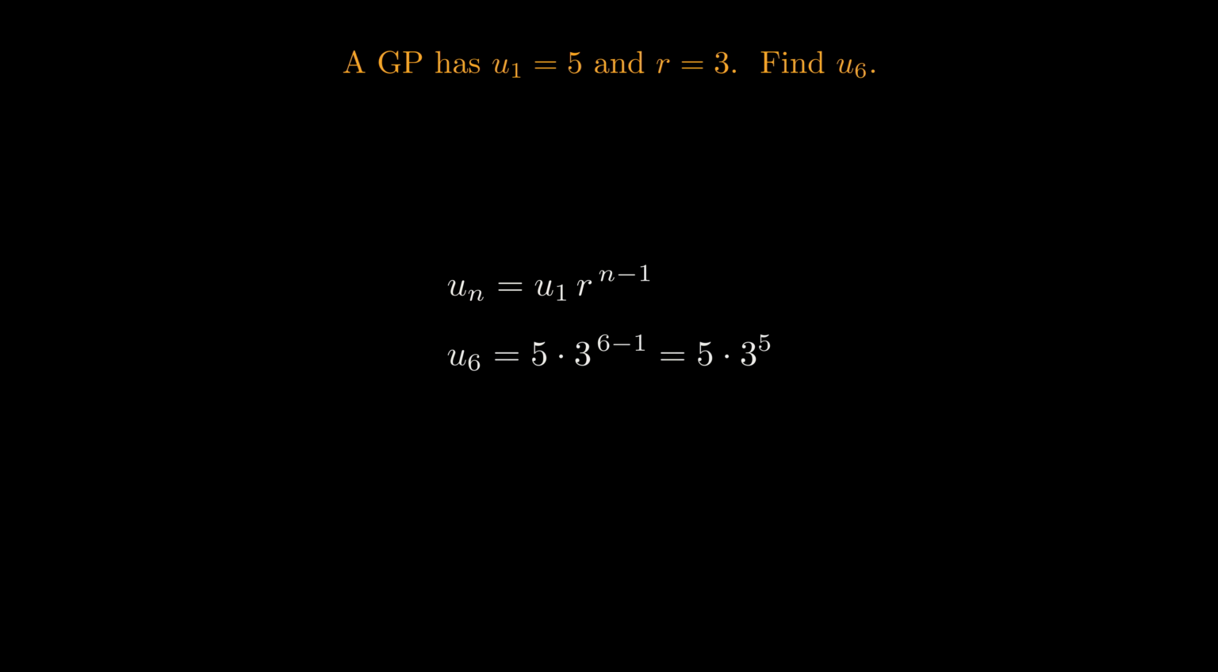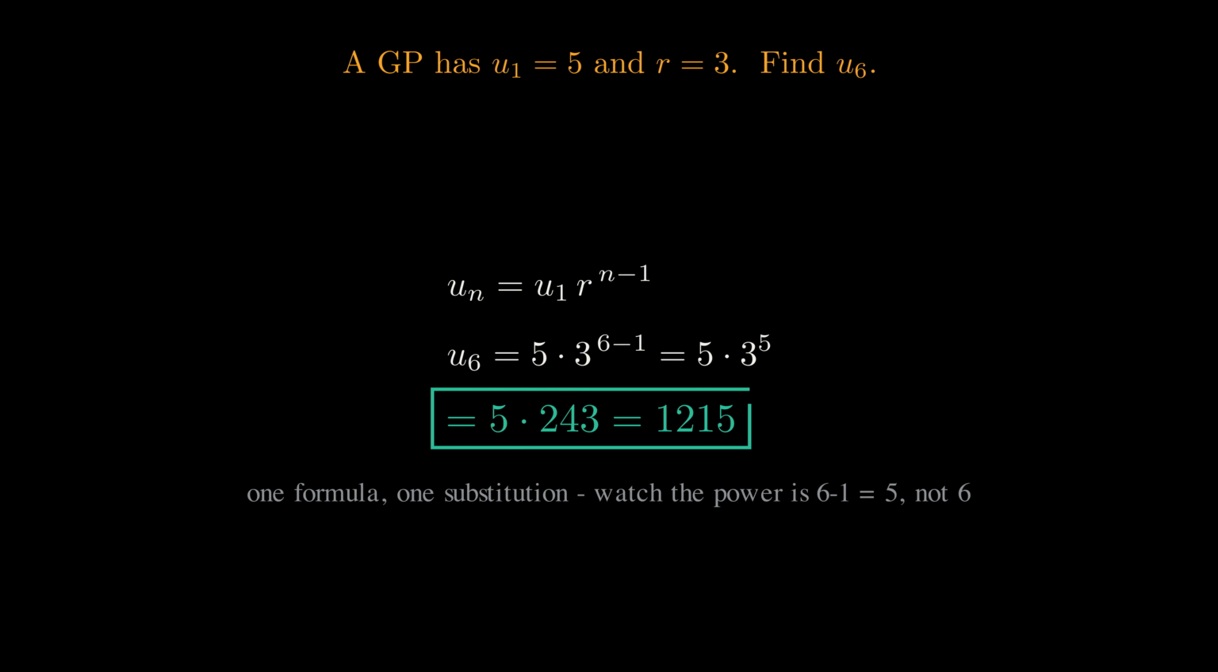That's 3 to the 5th, not the 6th. 3 to the 5th is 243. And 5 times that is 1,215.